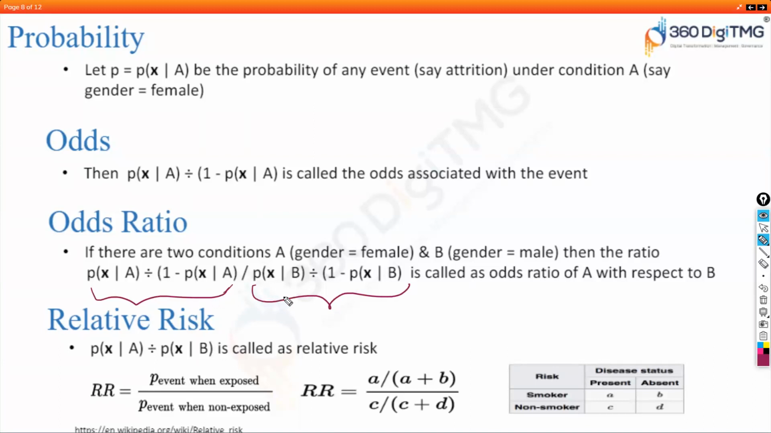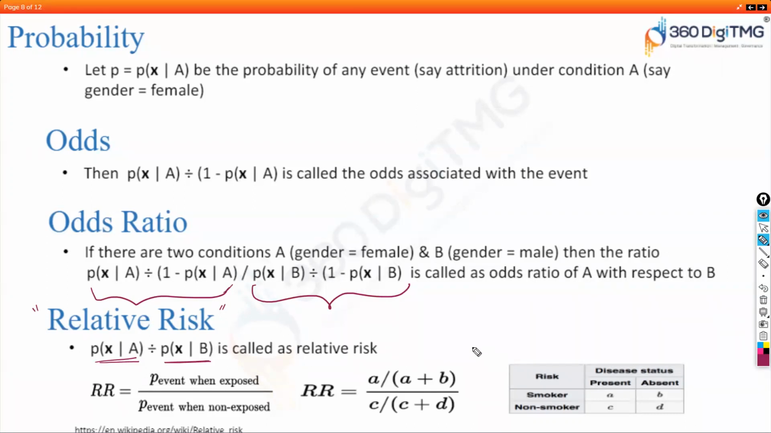Odds ratio of female in comparison to odds ratio of male. That's how you compare. And then you have relative risk. Relative risk is the probability of an event occurring given female divided by the probability of the event occurring given male.